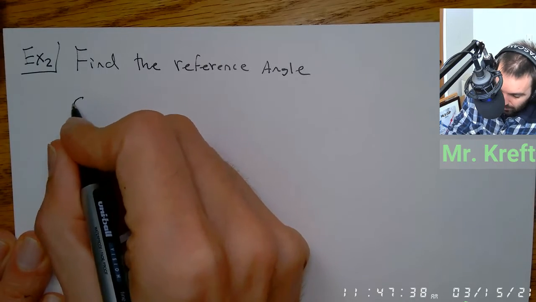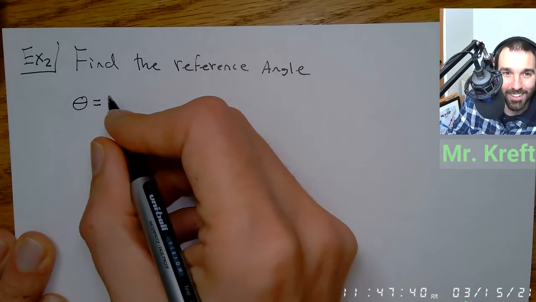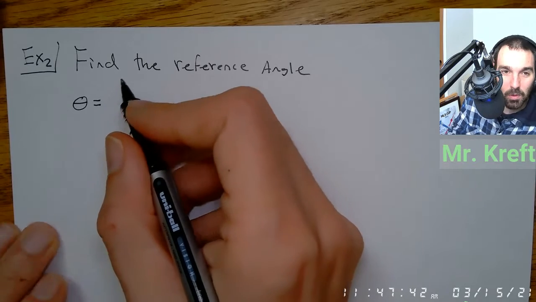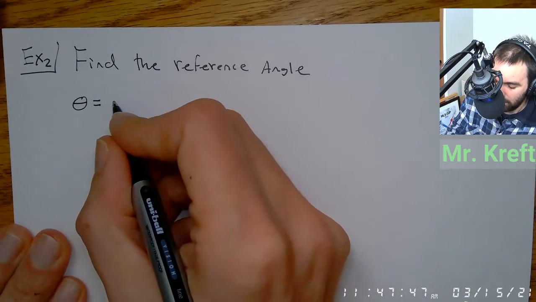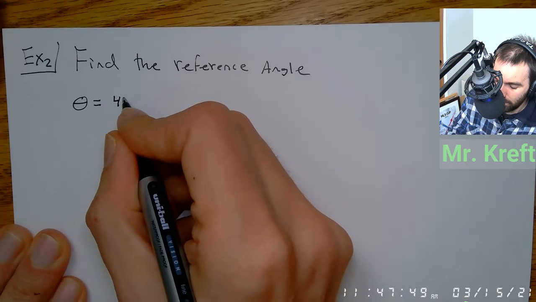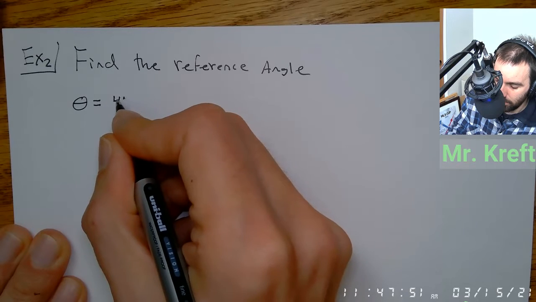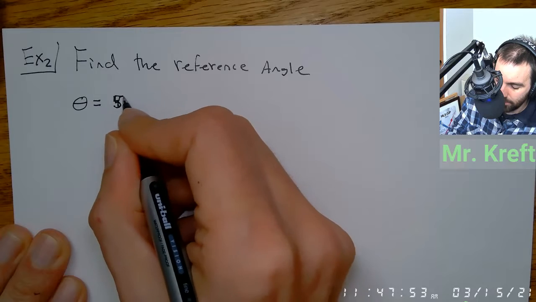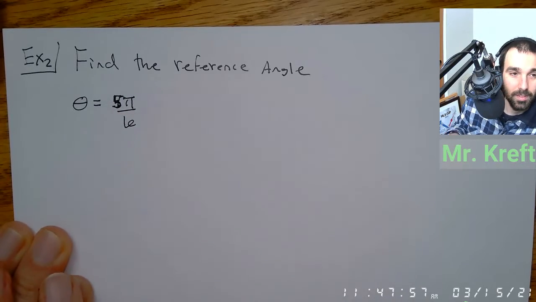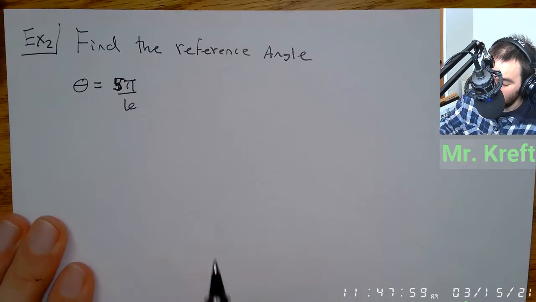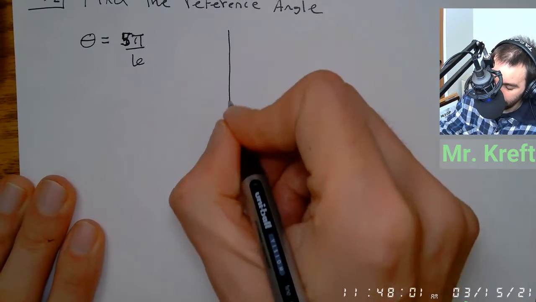Okay, so let's say theta. Sorry. Let's say theta equals 5 pi over 6. Okay. So what does that look like?